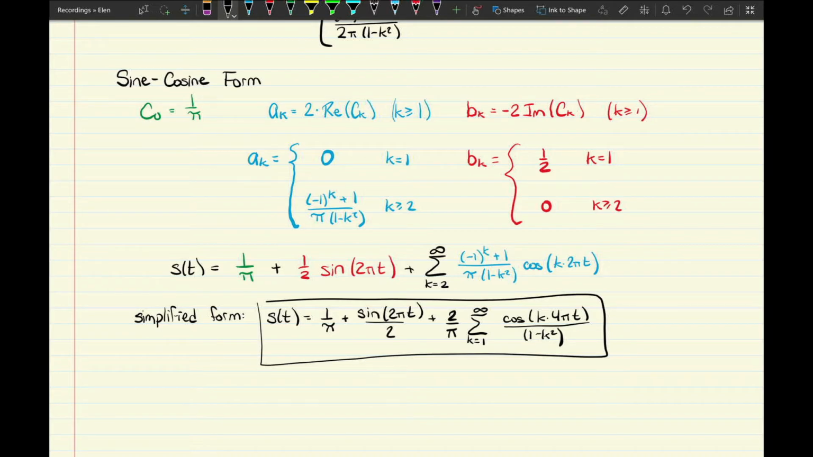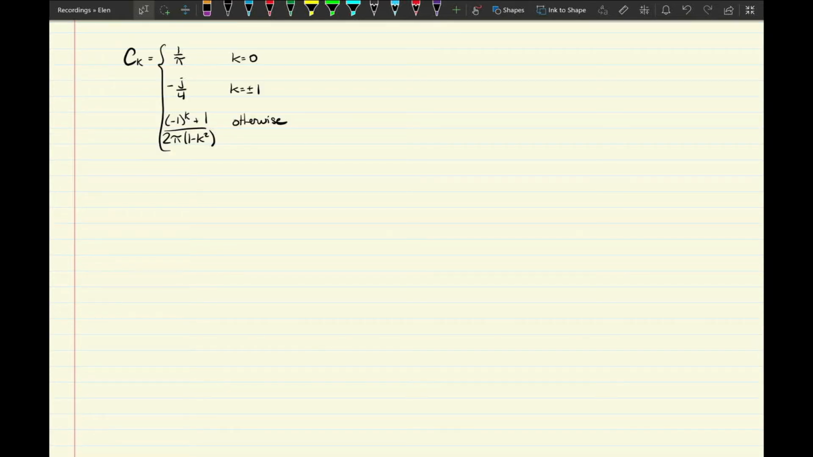Now, last but not least, let's take a look at the amplitude and phase spectra. It's probably best to take our Fourier coefficients c_k and rewrite these in terms of the even and odd values of k first. Now we see that the DC term, when k equals 0, is simply 1 over pi. No problem there. And when k is equal to plus 1 or minus 1, then we just have c_1 equal to negative j over 4.